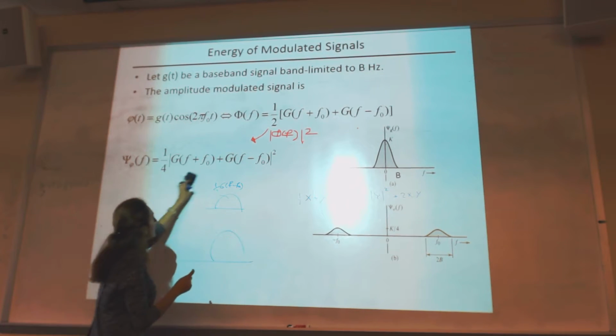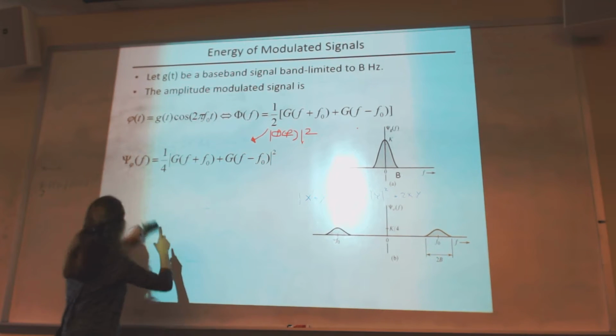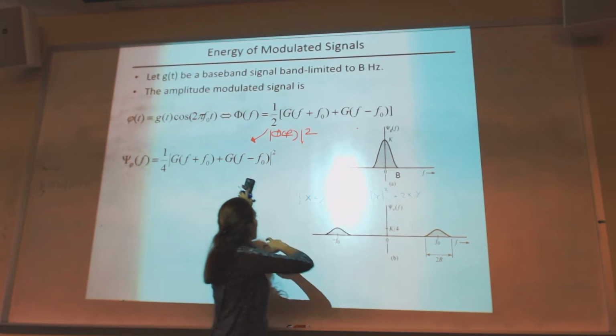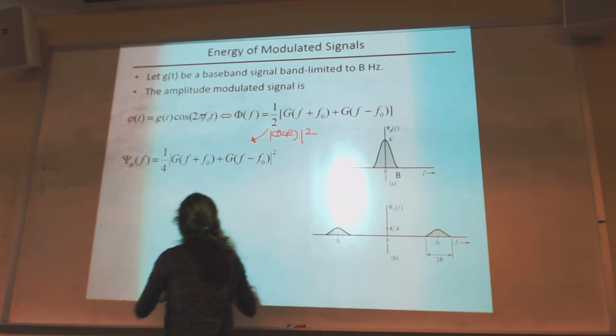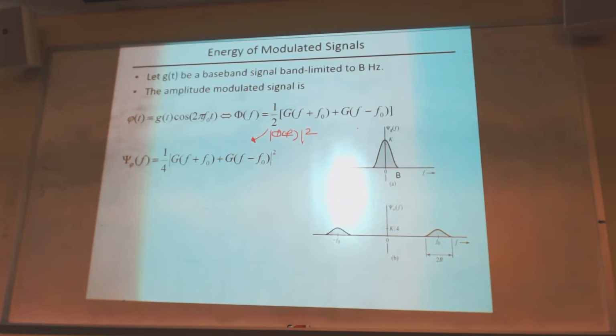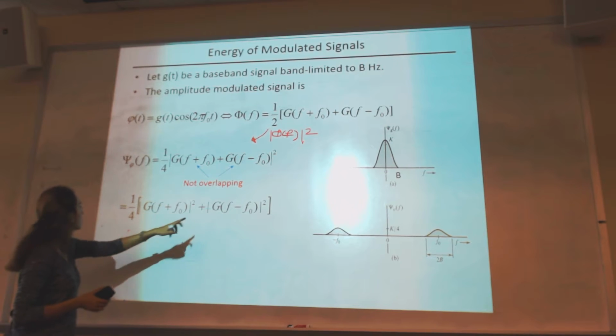Okay, so please make a note here. I guess I also have it here. Since these two do not overlap, this squaring means I can square each element. I square this plus square that. And 1/2 also is squared, so I get that. Okay, good.